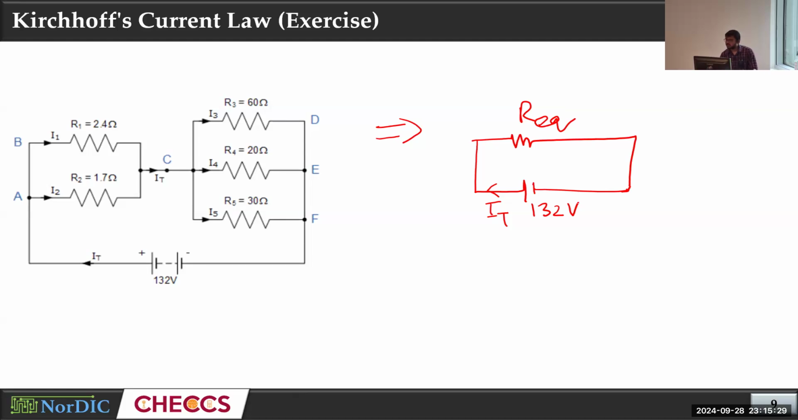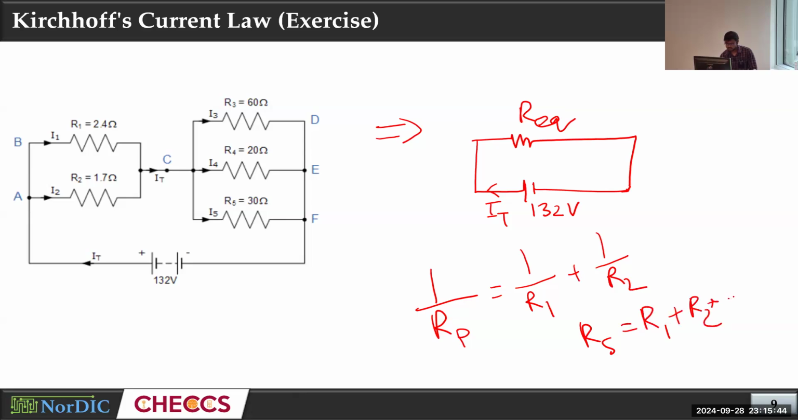If you forget the formula, I can write down the formula of parallel connection. It will be 1 over R parallel equals 1 over R1 plus 1 over R2, and for series it will be RS equal R1 plus R2, and if you have multiple, you keep adding.